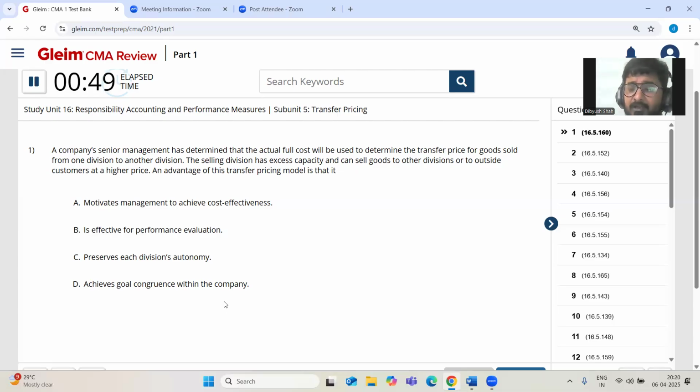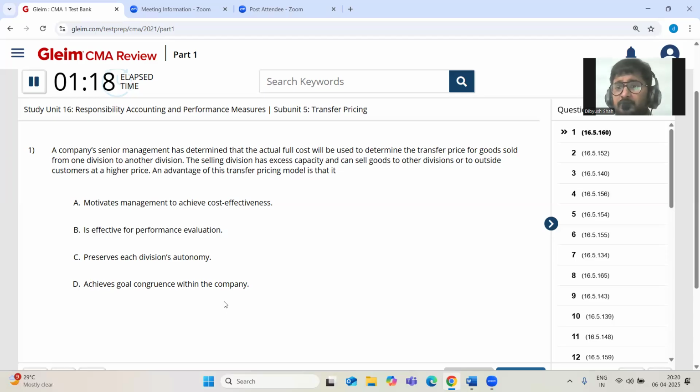An advantage of this transfer pricing model is what? First of all, understand the question. Without understanding the question, finding the right answer is not possible. Company senior management has determined. So company senior management has decided that the transfer price from one department to another department will be actual full cost.